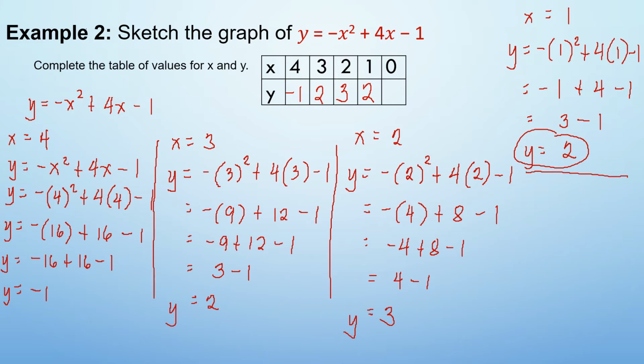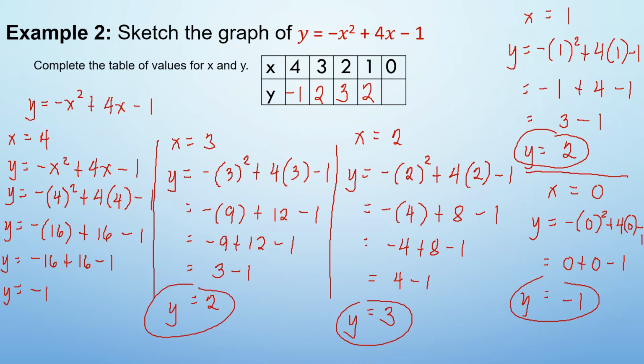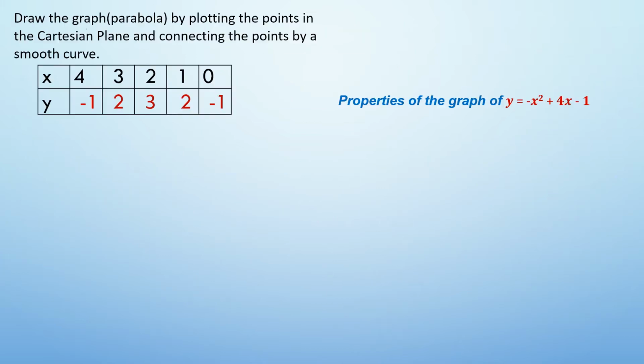And then for the last one, if x is equal to 0, y is equal to negative of 0 squared plus 4 times 0 minus 1. So that is equal to 0 plus 0 minus 1. So y is equal to negative 1. So if x is 0, y is equal to negative 1. So that is our table of values.